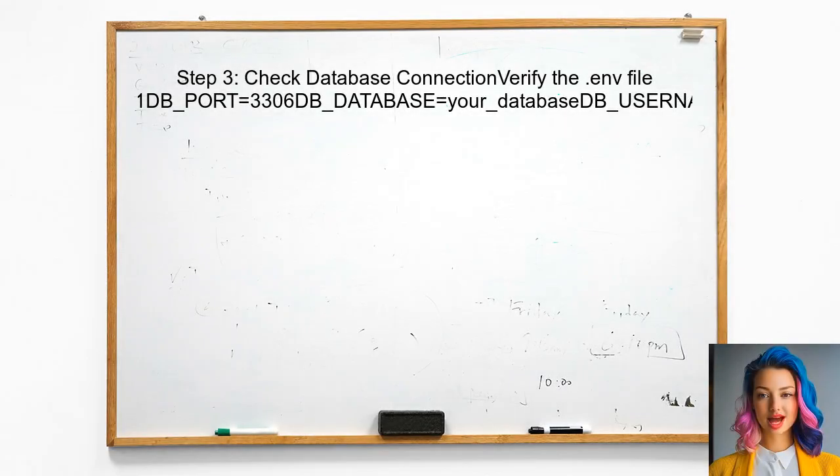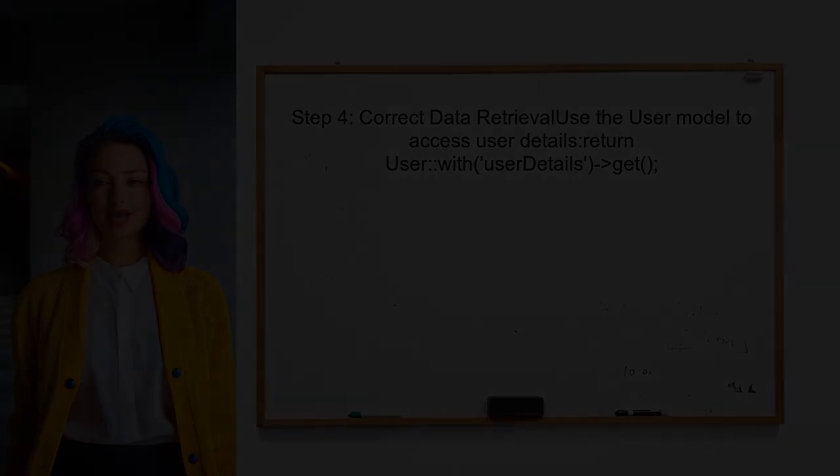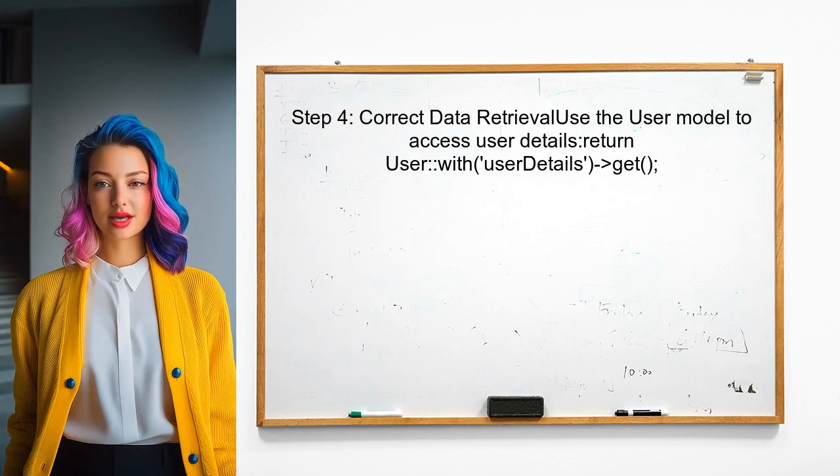Now, the user should check the database connection settings in the configuration file. They need to ensure that the database connection is properly set up in the .env file. Finally, the user should ensure that they are using the correct method to retrieve the user data with details. Instead of calling user directly, they should use the user model to access the relationship.